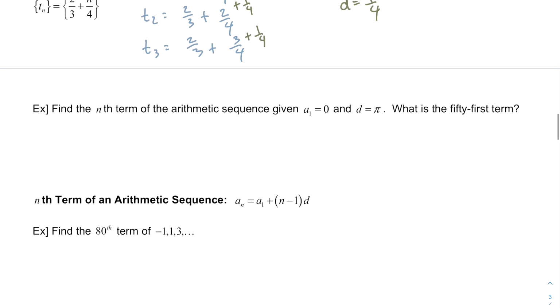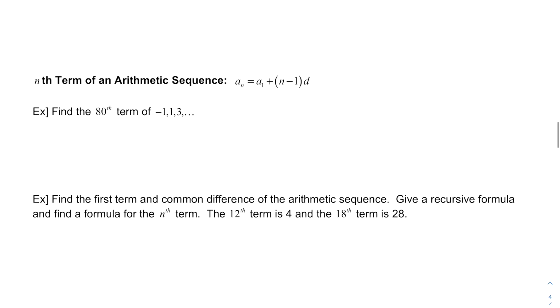Let's try the next one as well. Find the nth term of the arithmetic sequence given a1 equals 0 and d equals pi. What is the 51st term? Okay, well, let's try listing out the first few terms and see if we notice any sort of pattern. So a sub 1 is given. It is 0. Now, the way to get the second term is to take the previous term and add the common difference. So the second term is pi. So the way we would get the third term is take the previous term and add the common difference. So a sub 3 is 2 pi.